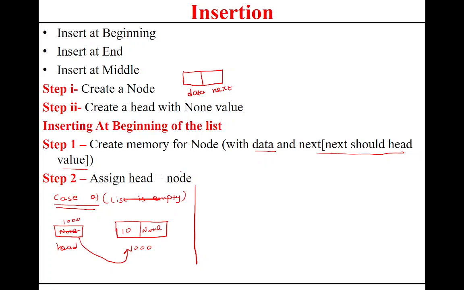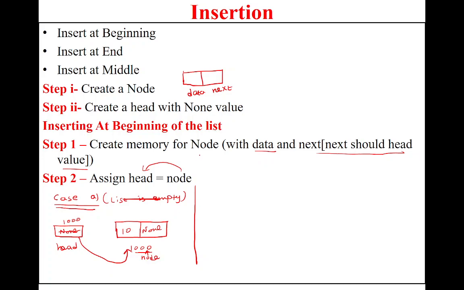Then we will assign the node to head. What is the node? The node is nothing but 1000. So we are assigning 1000 to head. So instead of none, 1000 will come. Hope you understood.